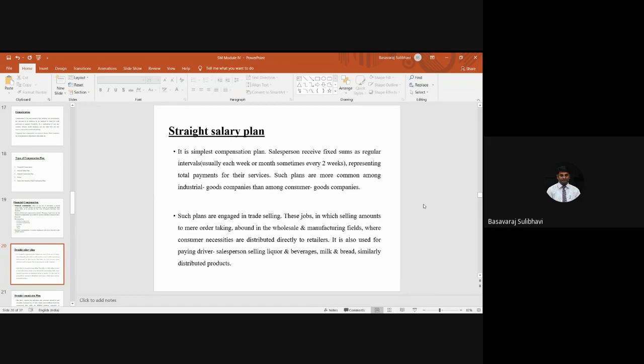Then we have something like, okay, sorry. Such plans are engaged in trade selling, especially when it comes to wholesaling or retailing. There, this straight salary plan can work out for the people who are looking after channel management, right?